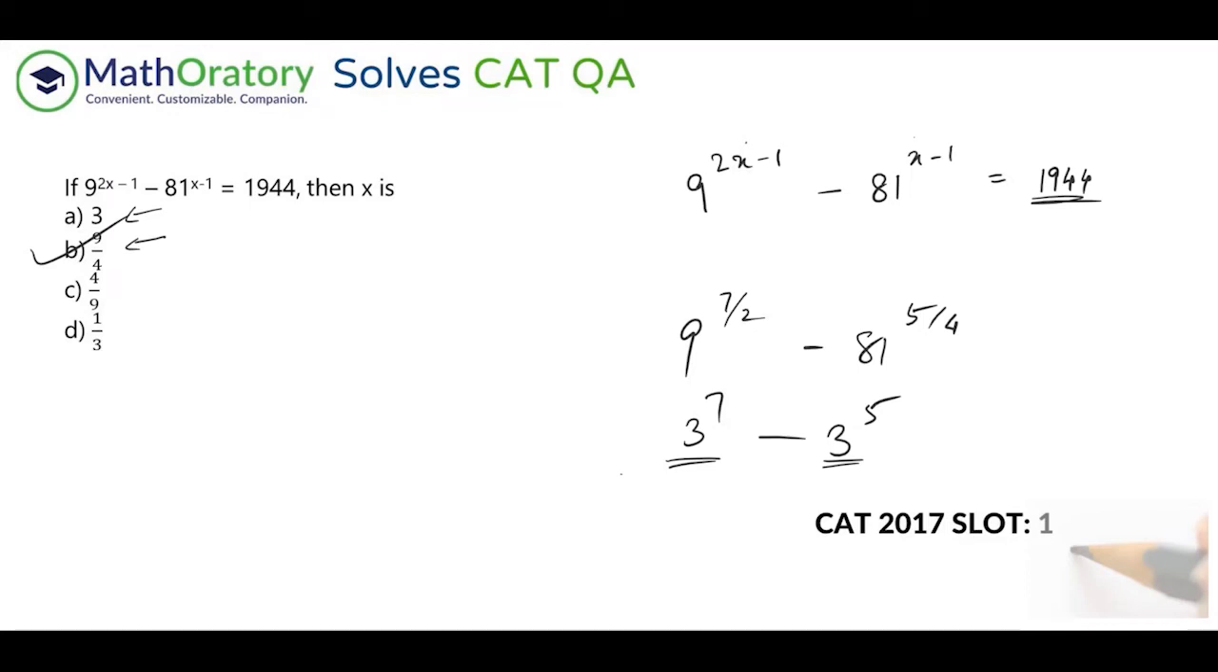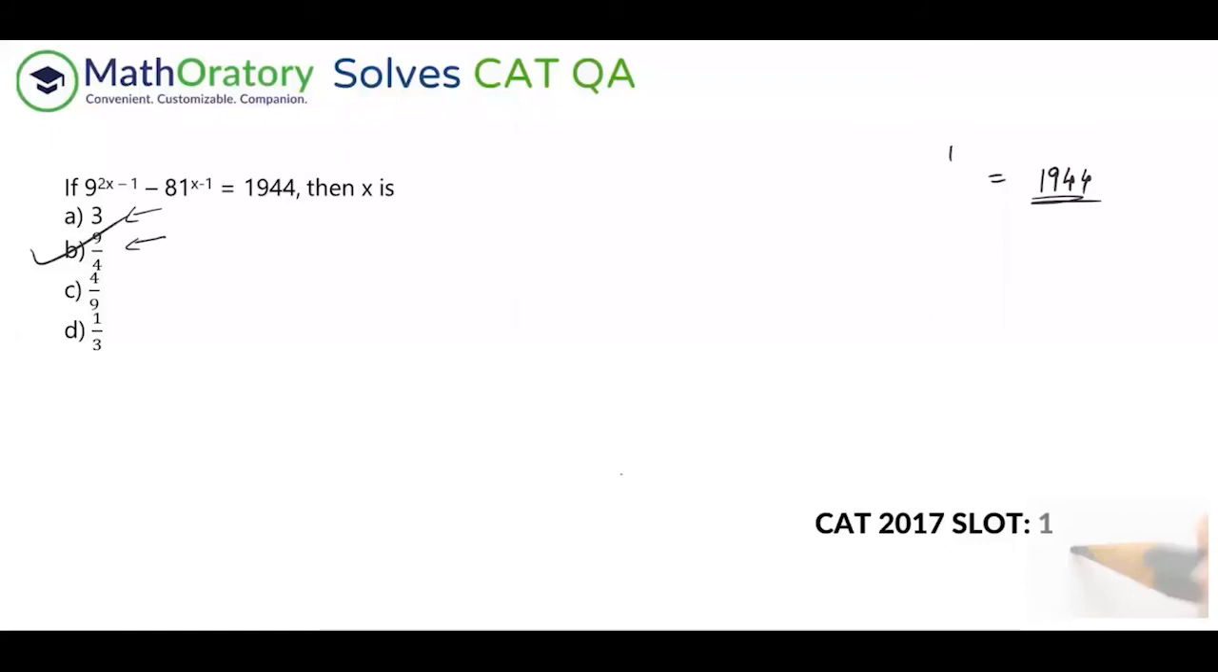So 9 by 4 is the only option I actually tested. I didn't test 3. I did test 9 by 4. I got 1944. That's it. Done. So it can be very fast, provided you understand these things. But if you don't, nothing to worry about. You can solve this problem. It might take a bit of time, but not too much. So let me show that method as well.